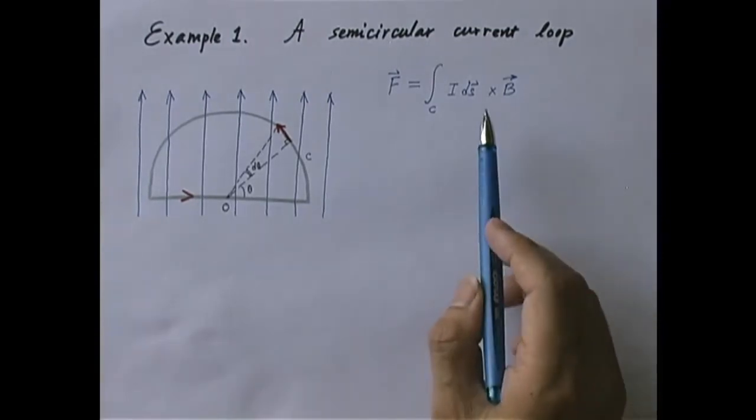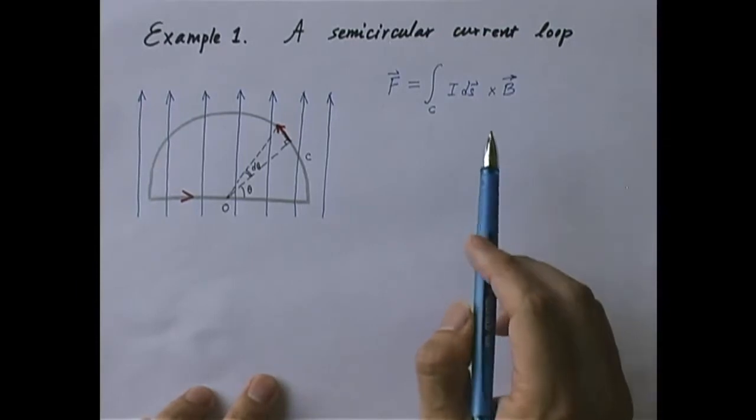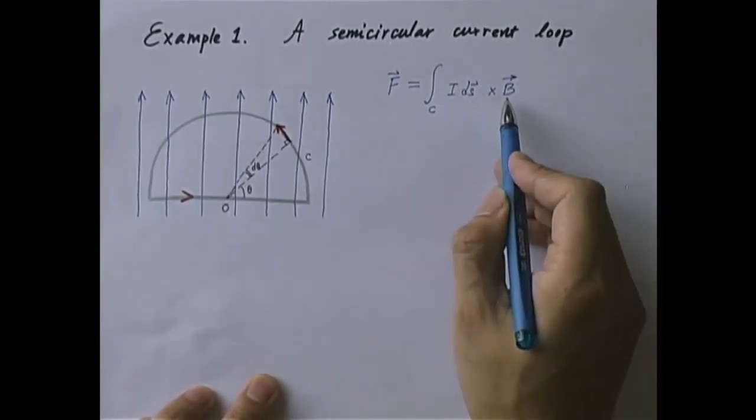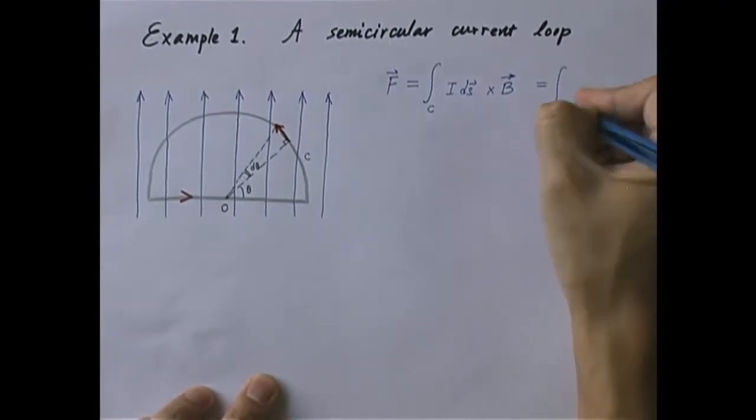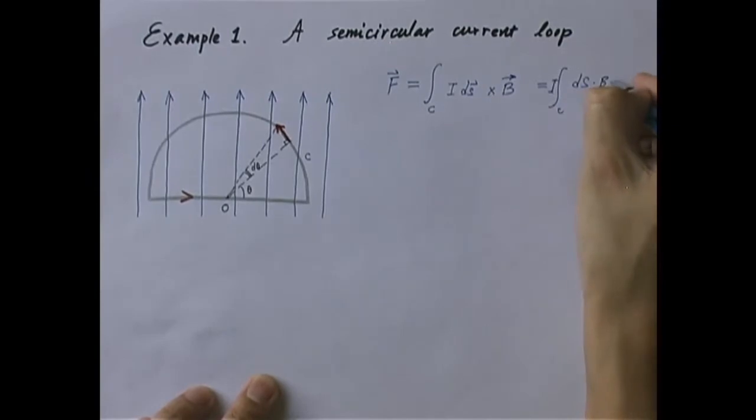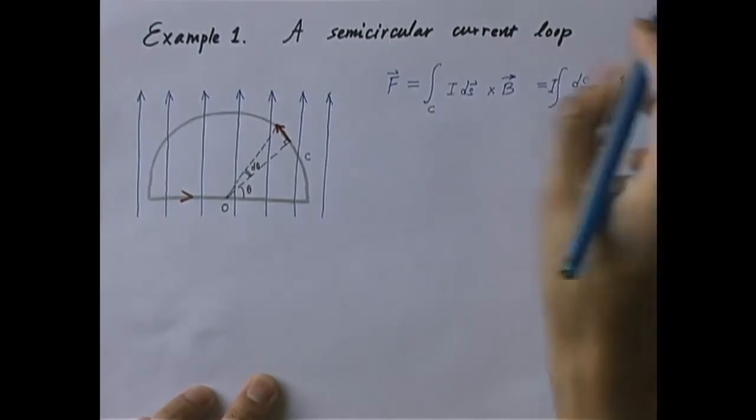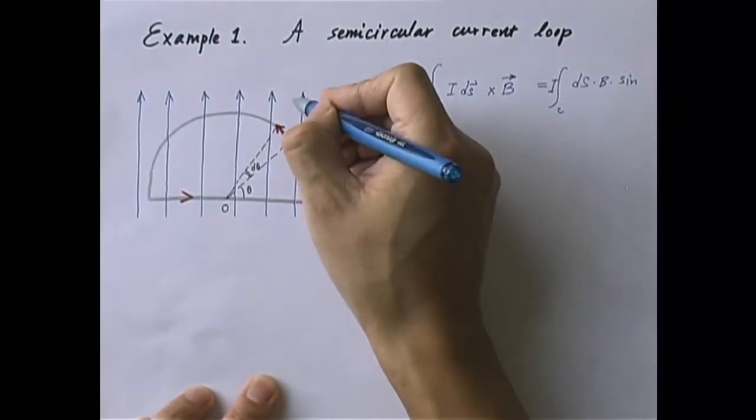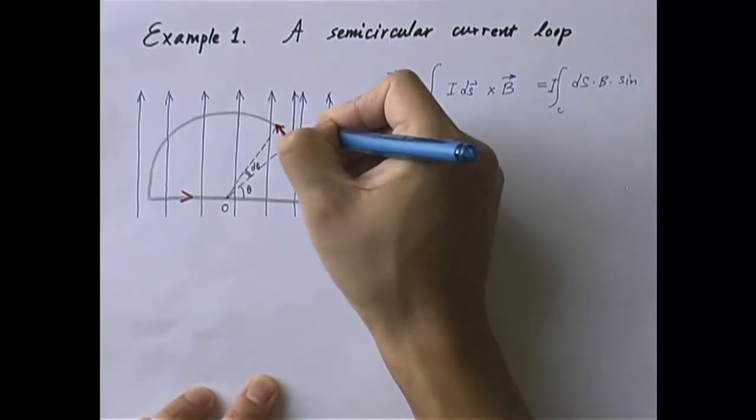The question now is how we calculate it. Well, you follow the textbook. First of all, they follow the definition of ds cross B. I can take out I, and then we have ds times B times sine of the angle between them. Okay, what is the angle between them? This is ds and B is right there. It is this angle we're talking about.